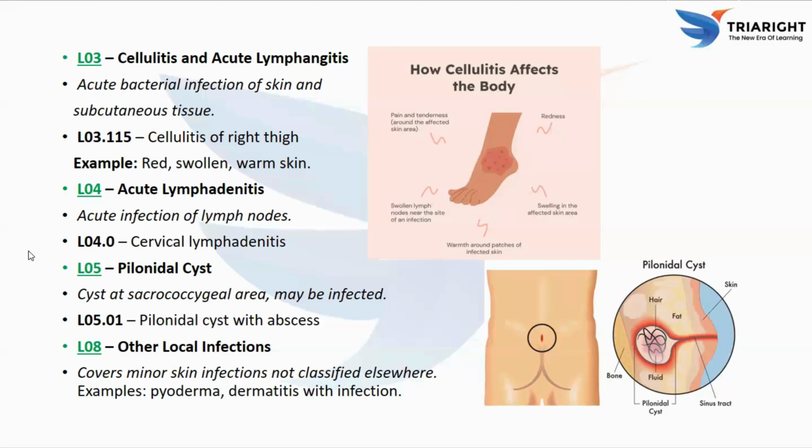So L04, it is acute lymphadenitis. What do you mean by acute lymphadenitis? It's an acute infection of the lymph nodes. This is often secondary to a bacterial infection from the surrounding tissue. So what is the example code? L04.0. You have to assign this for cervical lymphadenitis, which is nothing but an infection of the lymph nodes in the neck region.